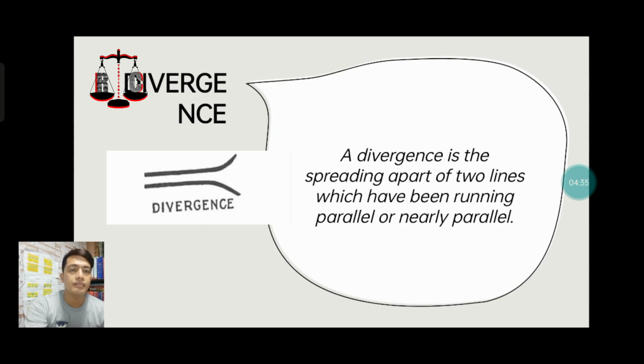Now, let us proceed to divergence. What is divergence? Divergence is the spreading apart of two lines which have been running parallel or nearly parallel. As you can see in the example on the first definition of typelines, that is a divergence. It is the spreading apart of two lines which have been running parallel. So that is an example of divergence.